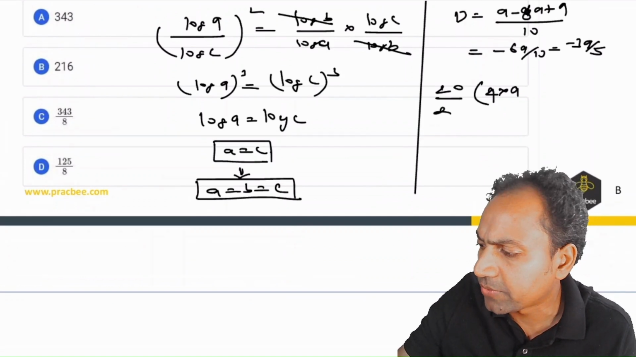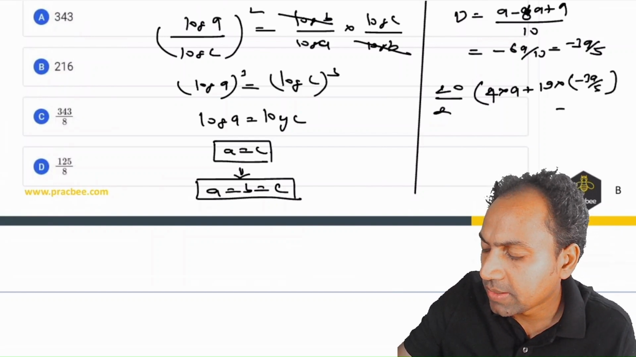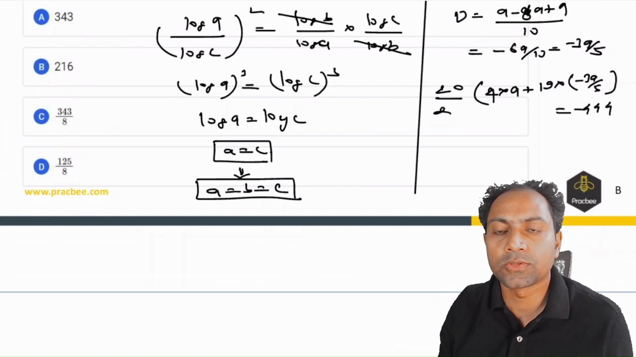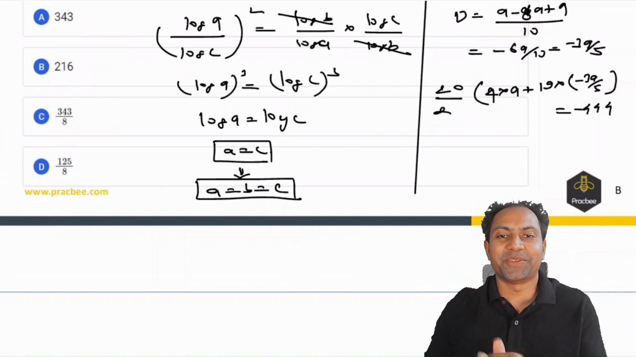So this will become 4A plus (N minus 1) that is 90, and D is nothing but minus 3A by 5, is equal to minus 144. This is given to us. So now our task is very simple. Find the value of A and from there get the value of A into B into C.